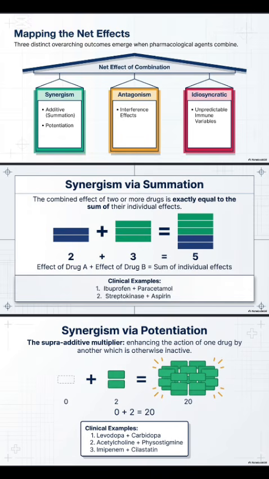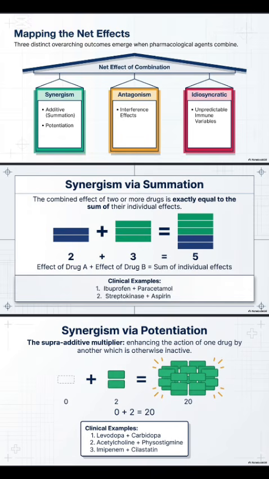Let's start with synergism, whereby two drugs come together to give an effect greater than their individual effects. And it can be by summation or by potentiation. In summation, both drugs combine to give the sum of their individual effects. A good example is ibuprofen and paracetamol, or sucralose and aspirin. Let's say one of them will give an effect of 2, the other gives an effect of 3. Together they give an effect of 5.